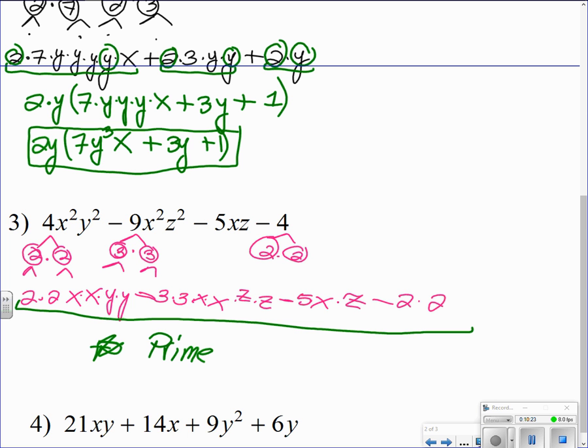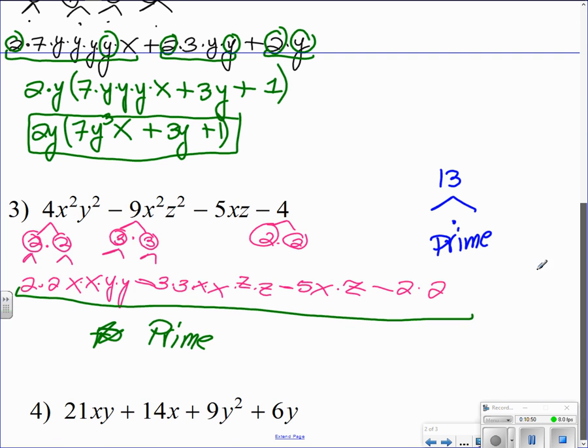Let me give you an example that you understand. Let's say we have the number 13, and they ask you, what are the factors of 13? Can I use 1 or 13? You can do it, okay? So the answer for that will be prime. What you're saying, 13 is a prime number, cannot be factored. Okay, same idea. If you try to factor this, it won't work. So that will be a prime expression.